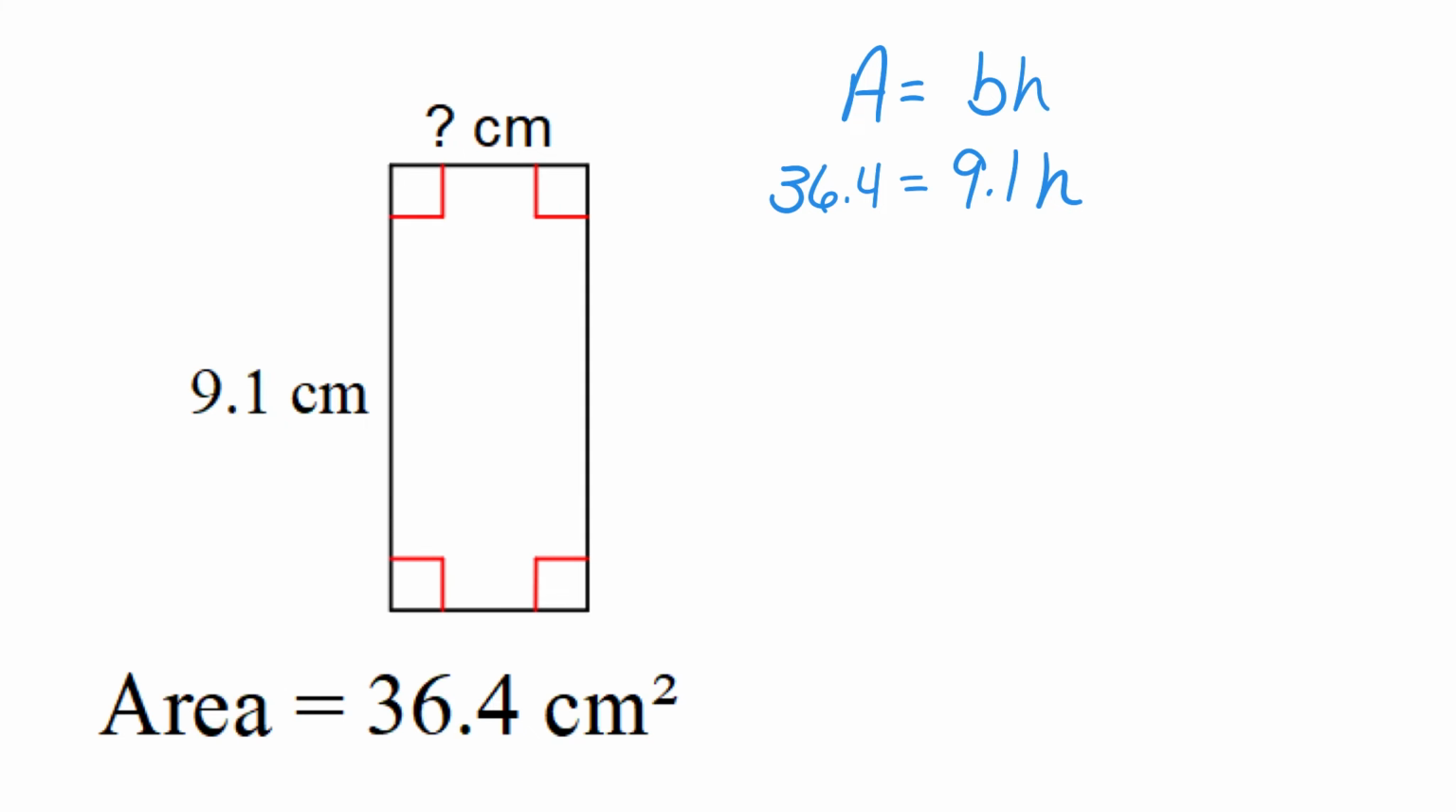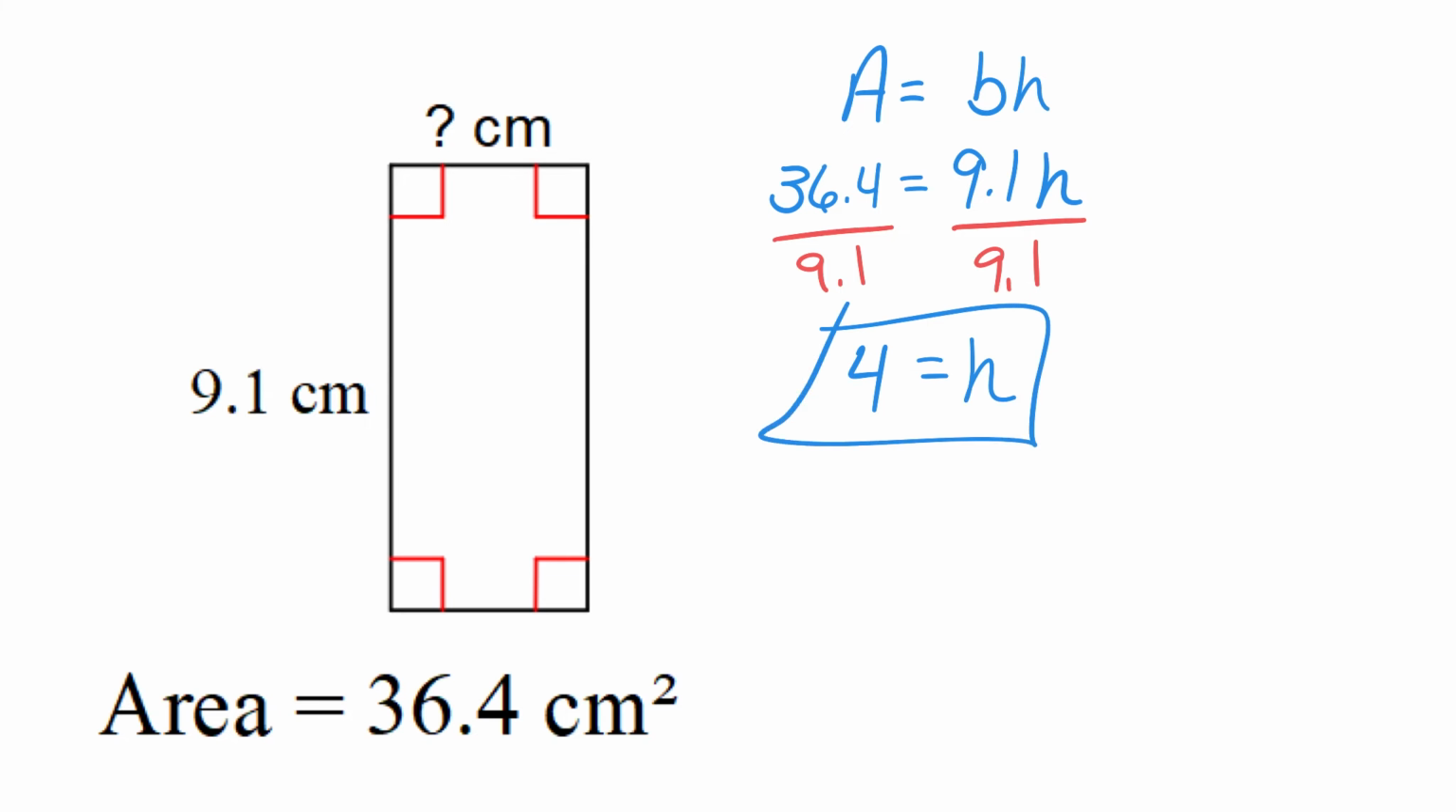So we have 9.1 times the height is going to equal 36.4. So what we've got to do to get the height by itself is divide both sides by 9.1. When we divide 36.4 by 9.1, we get a height of 4. So the answer would be 4 centimeters. And that's an exact number. It's not rounded at all.